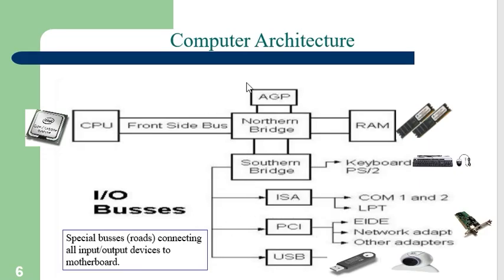This is the architecture of the computer. As we know, all the components are connected to the CPU. The CPU is connected to the northbridge and the southbridge. The northbridge has the RAM and the southbridge consists of ISA, PCI, USB.